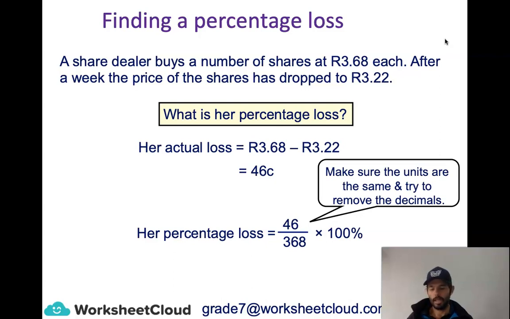Just notice what I've done again is I've got rid of the decimal, and I've said 46 cents over 368 cents instead of 46 cents over 3 Rand 68. You wouldn't be able to work out the percentage if you had cents over rands. It's got to be both cents, or it's got to be both rands and cents. And I encourage you to use options where there are no decimals. Then if you work that out, you'll check that it's 12.5%. So 46 over 368 will actually simplify to 1/8. So that's percentage profit and loss.